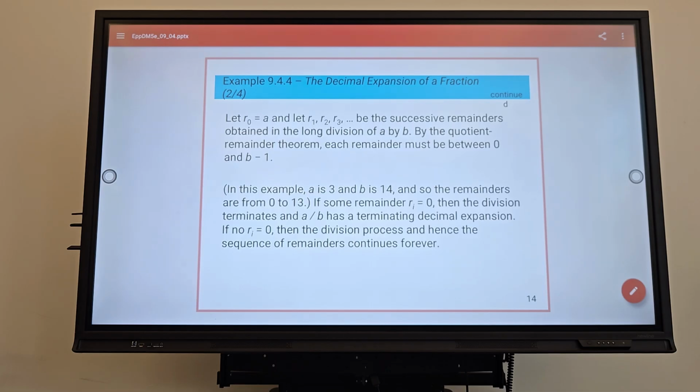By the quotient remainder theorem, each remainder must be between 0 and b minus 1. In this example, a is 3 and b is 14, and so the remainders are from 0 to 13. If some remainder Ri equals 0, then the division terminates and a over b has a terminating decimal expansion. If no Ri equals 0, then the division process, and hence the sequence of remainders, continues forever.